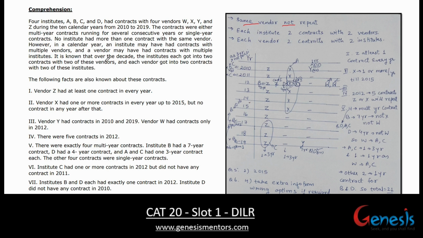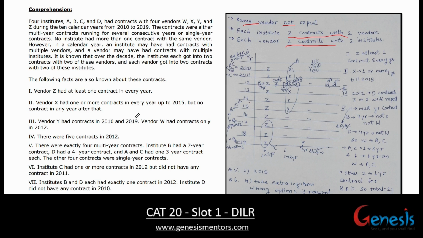It is known that over the decade, in those 10 years, each institute got into 2 contracts with 2 of these vendors, and each vendor got into 2 contracts with 2 of these institutes. So each institute has contracts with some 2 vendors, and each vendor has contracts with some 2 institutes. Some facts are also given.